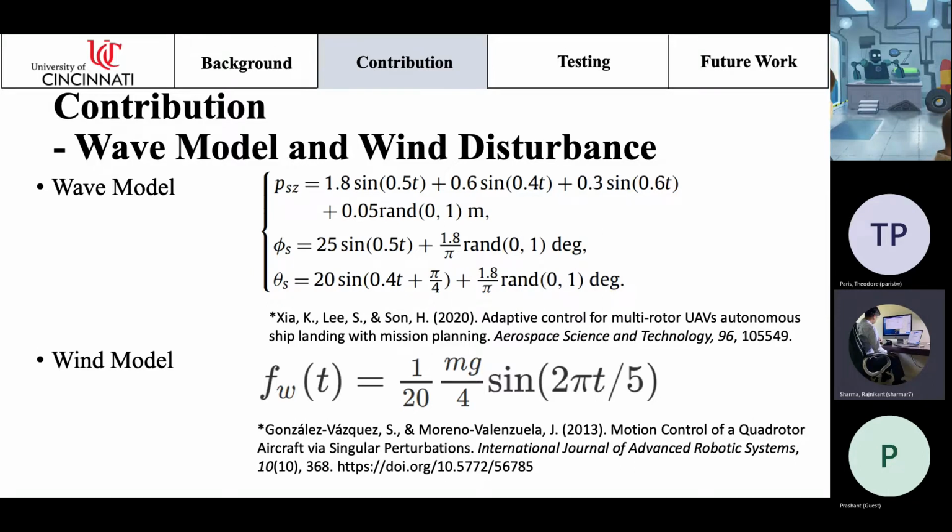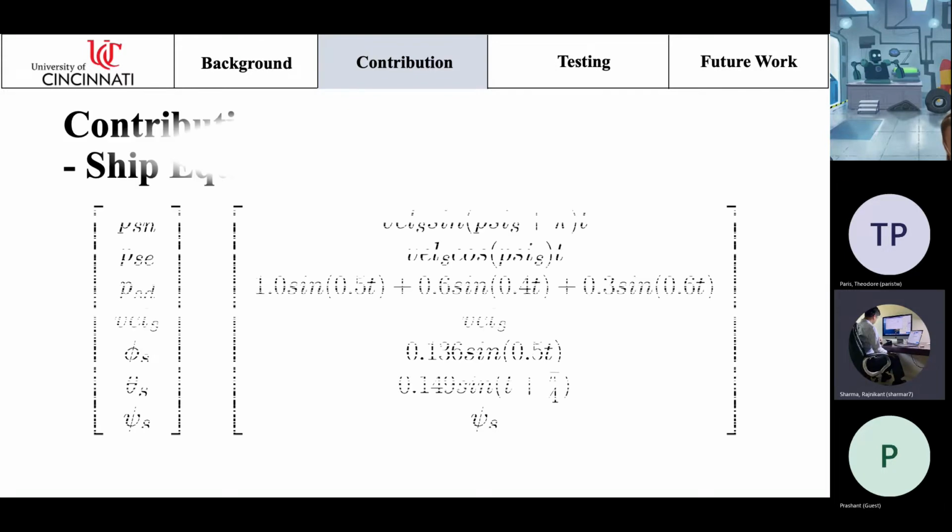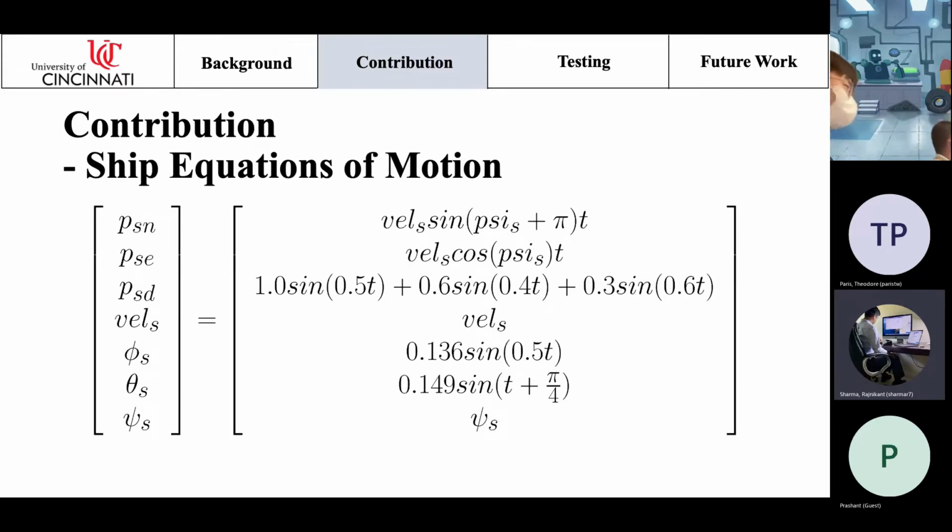So the equation up top, these were each of our wave motions of the boat with phi and theta. And then this equation here is the force of the wind affecting each propeller over a sine angle. And then putting it all together, let's create our ship equations of motion. As you can see there, the ship was assumed to be moving at a constant velocity and a constant angle, or psi.